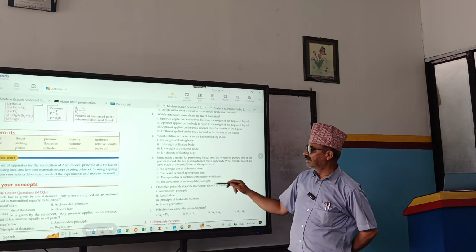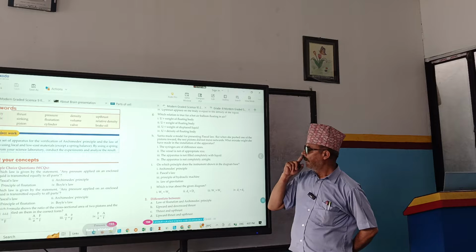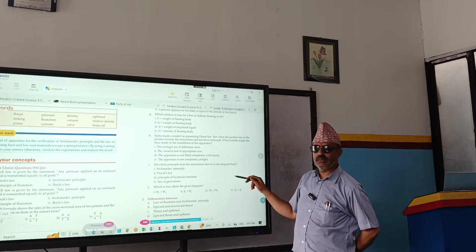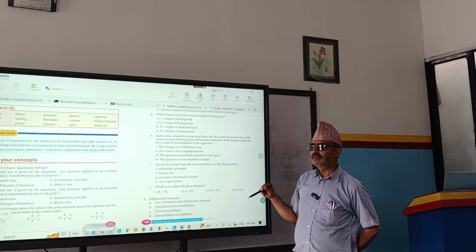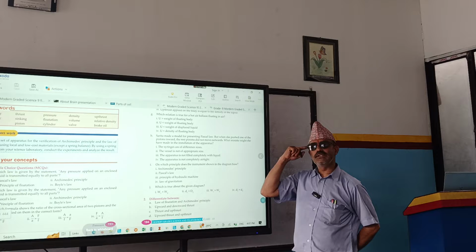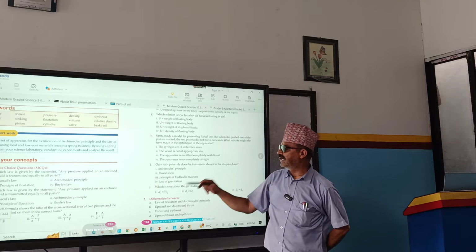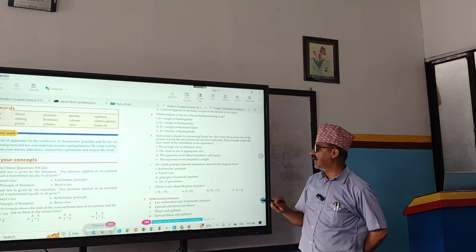Okay. Number I. What does the question say? On which principle is the instrument shown in the diagram based? With the diagram. Is the diagram here covered? So this one no need to do. The diagram is somewhere else and we are doing this one, no need. Number J. Which is true about the given diagram?